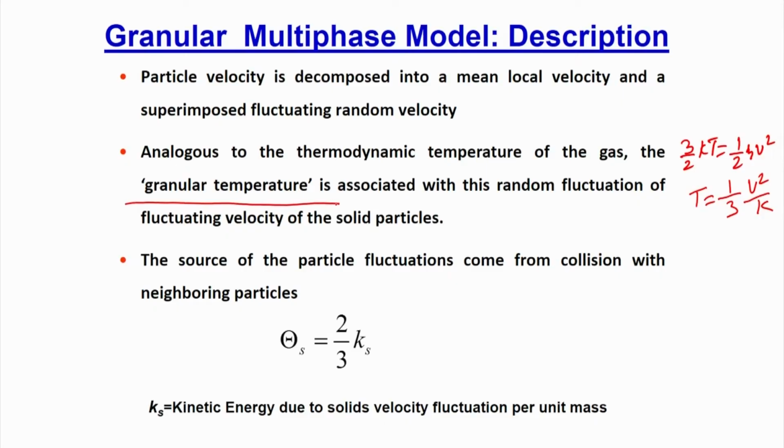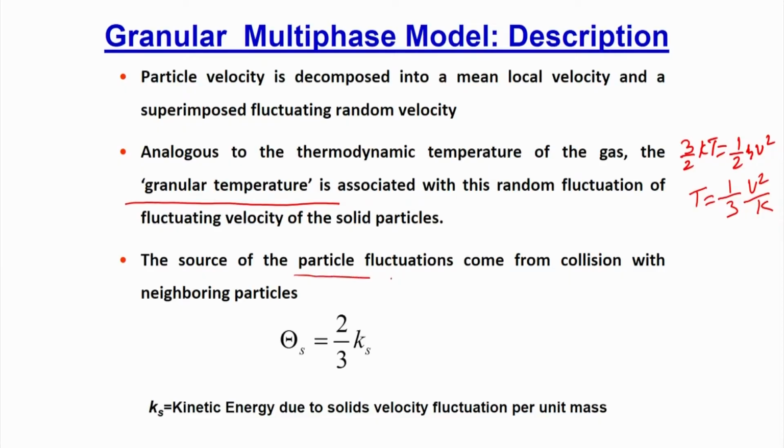I am not deriving it, but what we do is take the mean velocity of the particle and superimpose it with the fluctuating velocity. Then, analogous to the thermodynamic temperature, we define a quantity called granular temperature, which is defined as a quantity associated with the random fluctuation of the fluctuating velocity of the solid particle. What does it mean? For whatever particle is there, what is its fluctuating velocity and how the variation in the fluctuating velocity is taking place, that is the way the granular temperature has been defined, and the source of the granular temperature or the particle fluctuation actually comes from the collision of the neighborhood particles.